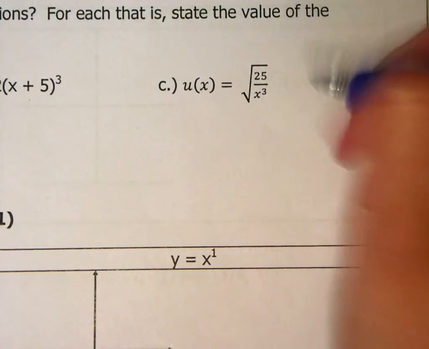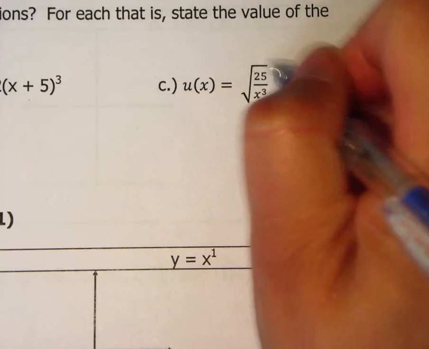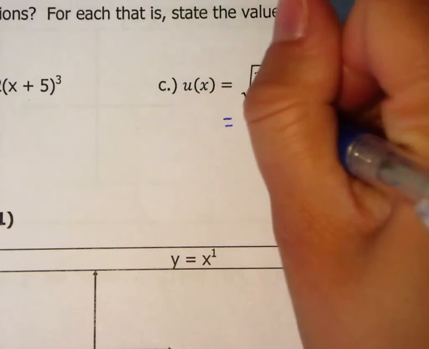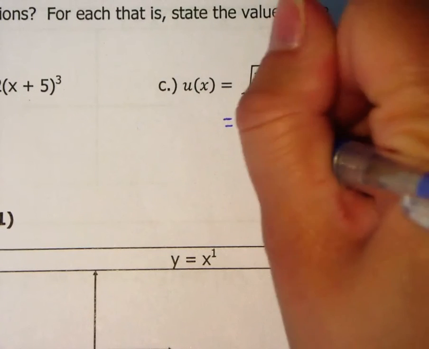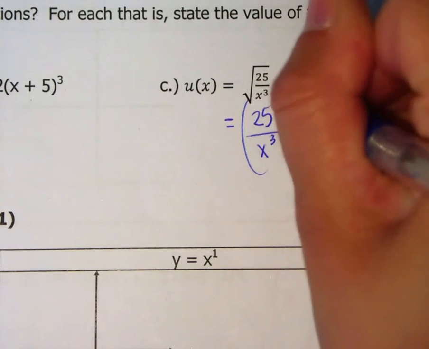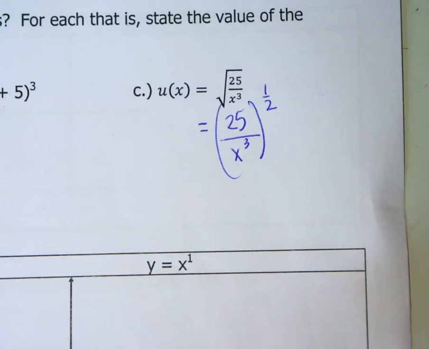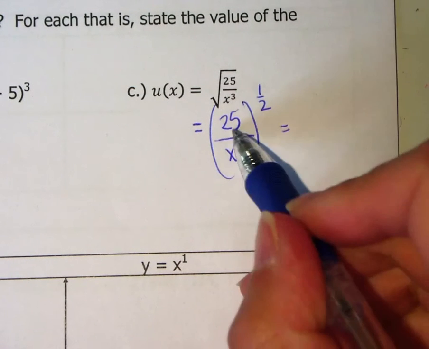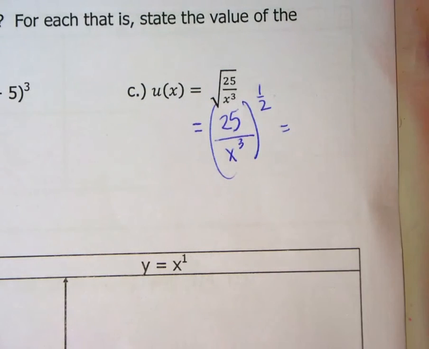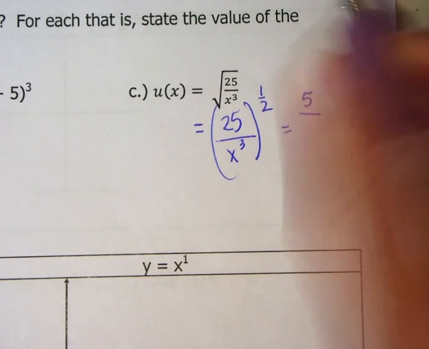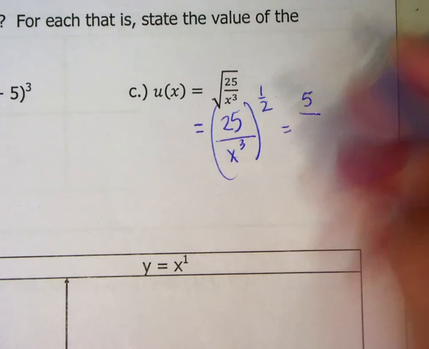Yes, you're on the right track. So you can rewrite that radical as 25 over x to the third all to the 1/2 power. And then we can apply that power of 1/2. Well, it's 25 to the 1/2 power, 5. And then x to the third to the 1/2.